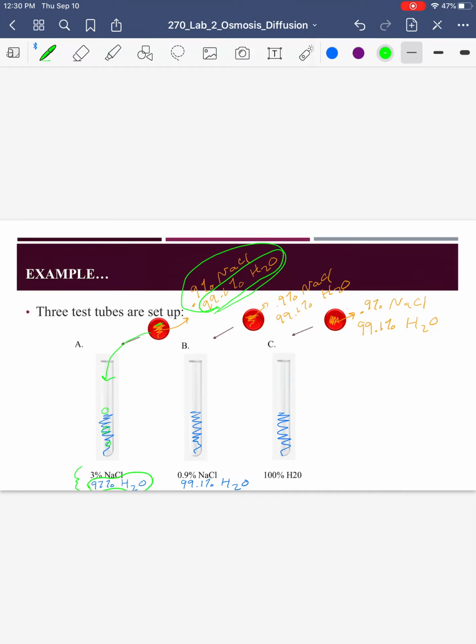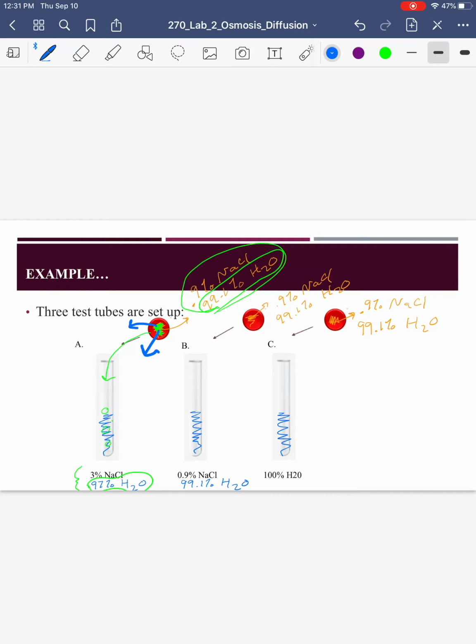So if I have 99.1% here and 97% outside, how's the water going to move? It's higher inside the red blood cell. So water is going to go from 99.1% to 97%. It's not a big difference, but water will diffuse out of the red blood cell. So you fill in the rest.